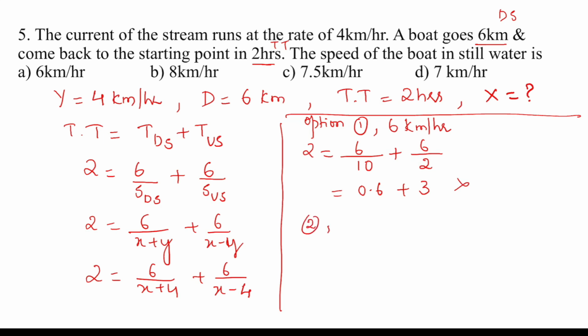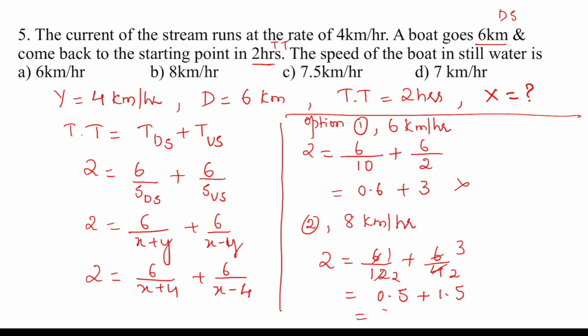Option 2 is 8 kilometer per hour. So 2 is equal to 6 divided by 8 plus 4, which is 12, plus 6 divided by 8 minus 4, which is 4. So 1 by 2, that is 0.5, half is nothing but 0.5, and this is 1 by 3... sorry, 3 by 2, which is nothing but 1.5. So 0.5 and 1.5 is equal to 2. Yes, RHS is equal to LHS. So therefore option 2 itself is the answer.